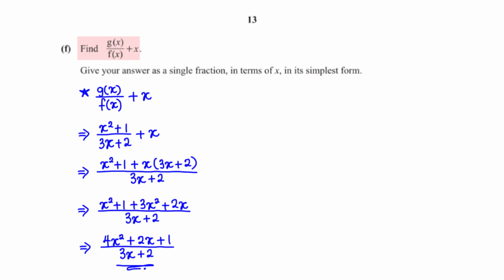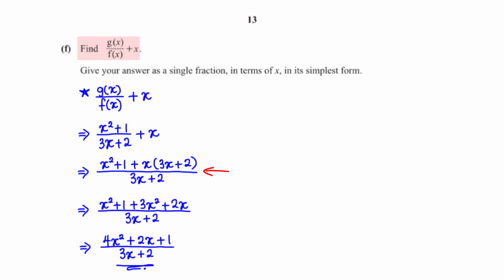Find g of x over f of x, plus x. Give your answer as a single fraction in terms of x in its simplest form. When we substitute g of x and f of x into the expression, we get (x squared plus 1) divided by (3x plus 2), plus x. The LCM is 3x plus 2.